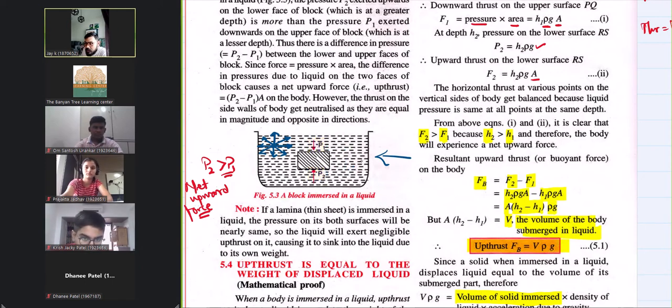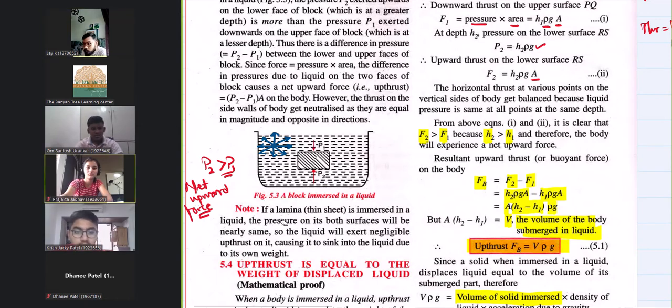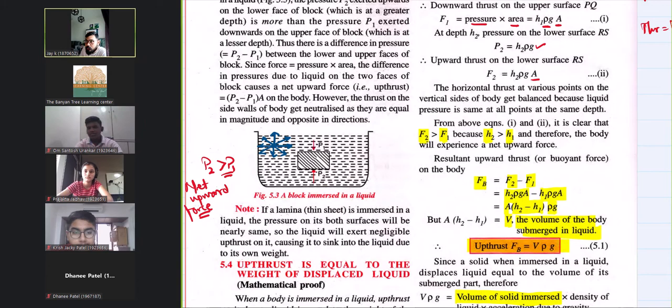What is the direction of force at P1? Downwards. Very good. And what is the direction of force at P2? Vertically upwards. Which is a greater force, P1 or P2? P2. P2 is greater than P1. You are exactly right.